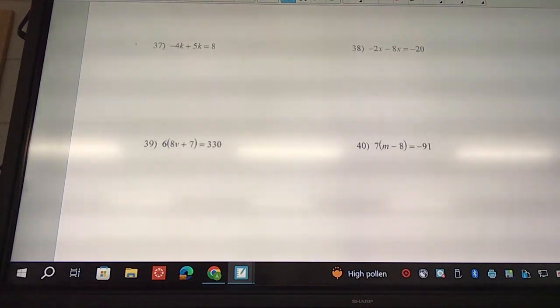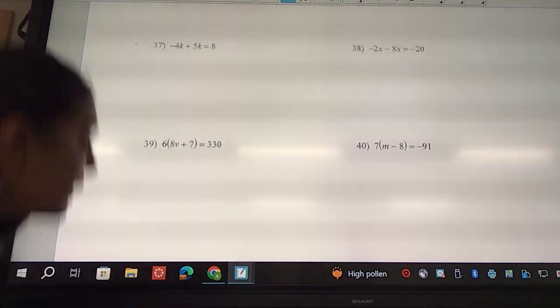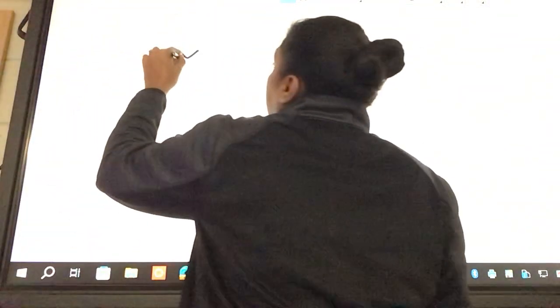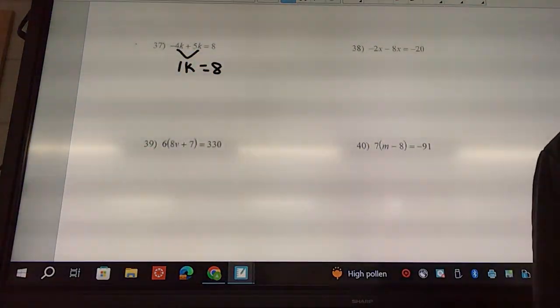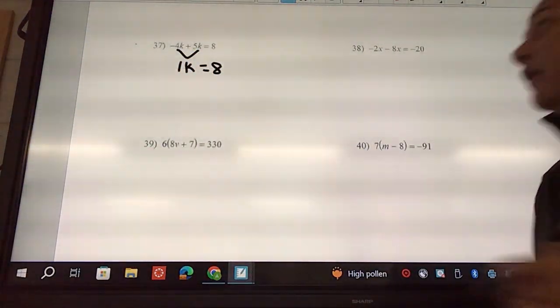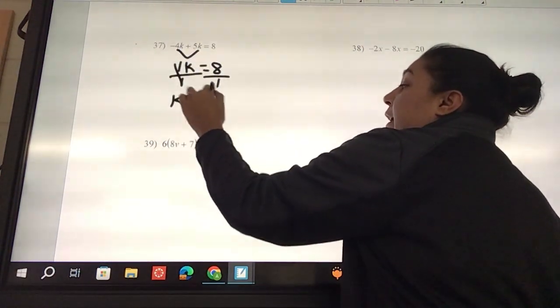Okay, 37. What needs done first? Look at it. Combine. Okay, so I can combine that -4 and a +5, and that's going to give me a 1k. Okay, so I'm going to get 1k equals 8. Then what? Divide by 1. And so I get k equals 8.